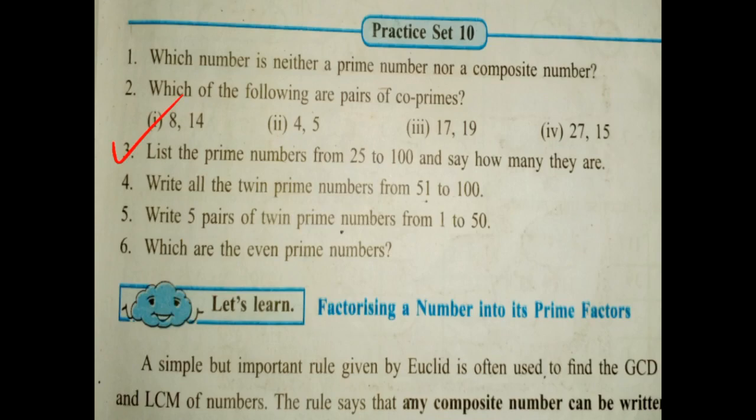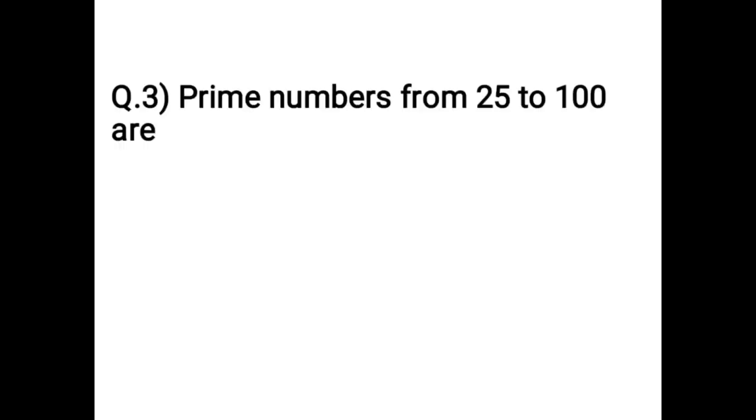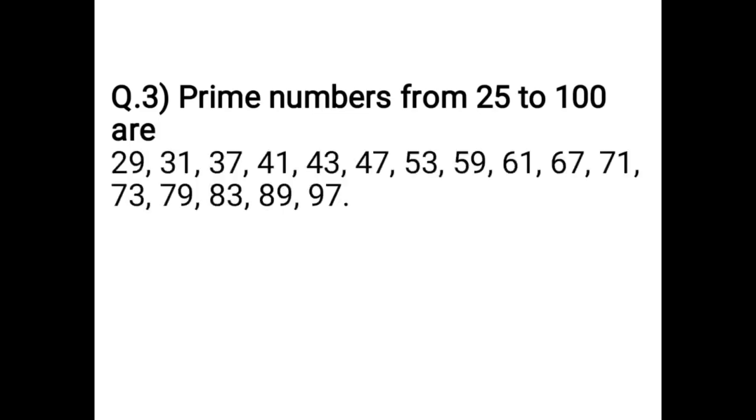Next, list the prime numbers from 25 to 100 and say how many they are. You have to start writing the prime numbers from 25 to 100. Prime numbers from 25 to 100 are all these numbers which I gave you. So start counting the numbers. How many prime numbers are there from 25 to 100? I am getting total 16 prime numbers from 25 to 100. Answer is 16.